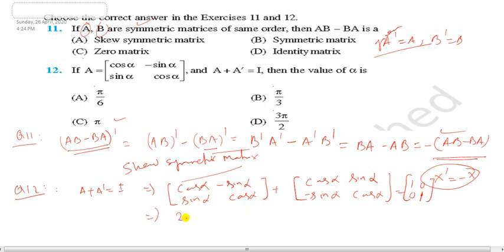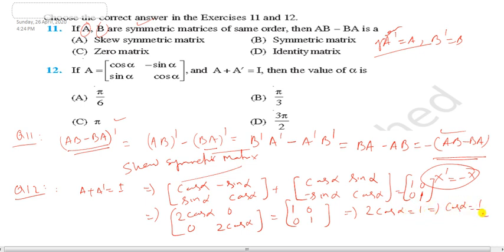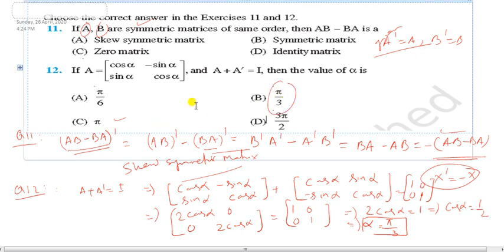Okay, so now you add them. This will be twice cos alpha, 0, 0 and twice cos alpha. This is nothing but 1 0 0 1. So I get here 2 cos alpha equals 1, and cos alpha equals 1 by 2. If cos alpha is 1 by 2, you remember the table of cos and you choose the correct answer. So here alpha is 60 degrees, which is pi by 3. So alpha equals pi by 3 is the correct answer.